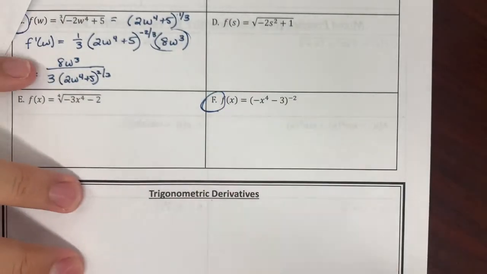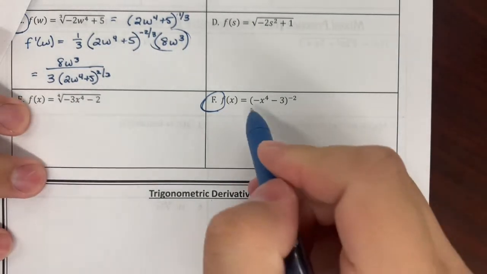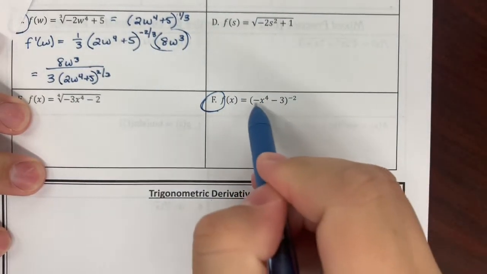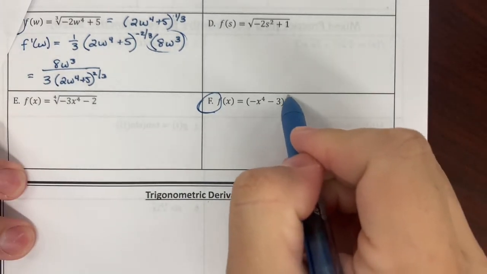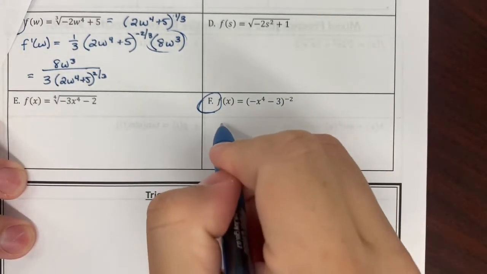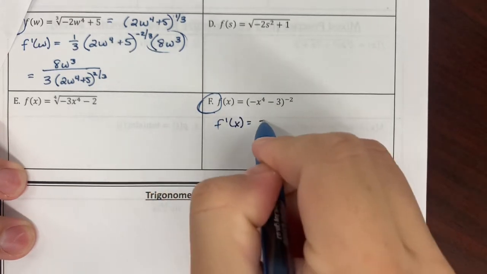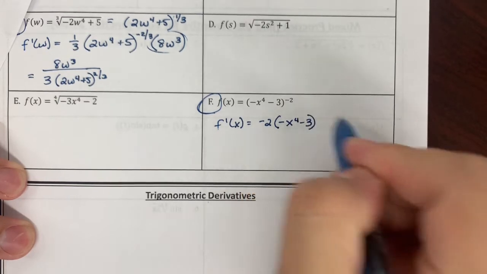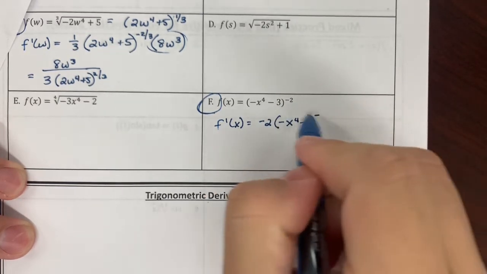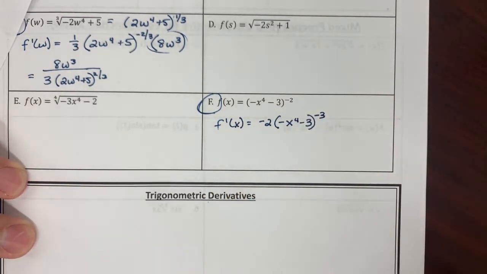All right. So for part F, another situation: parentheses, function inside, raised to a power. What I'm going to do is bring the negative 2 up to the front. So f prime of x is equal to negative 2, parentheses, negative x to the 4th minus 3, all raised to the, and then we subtract 1, negative 3rd power.